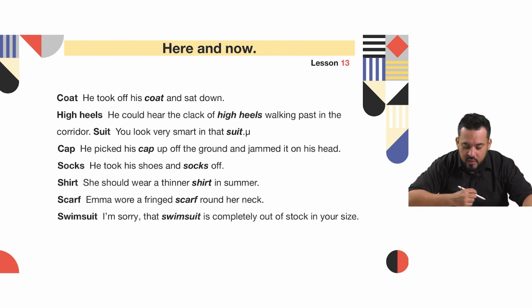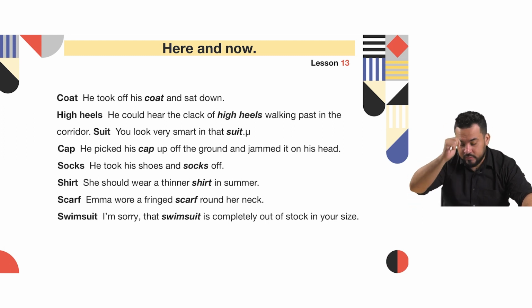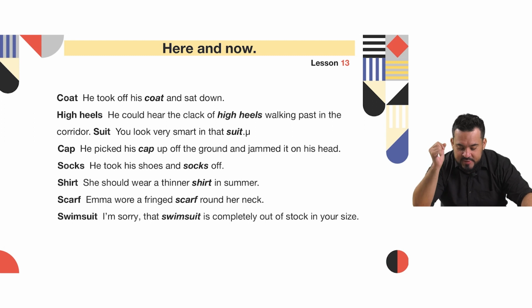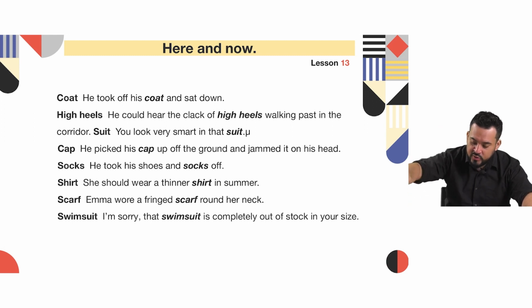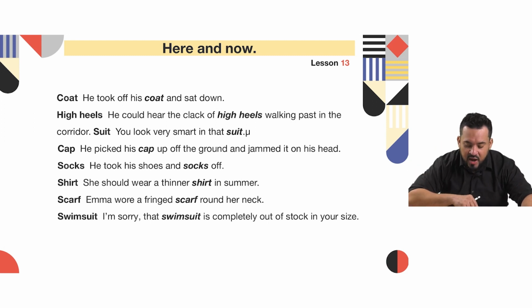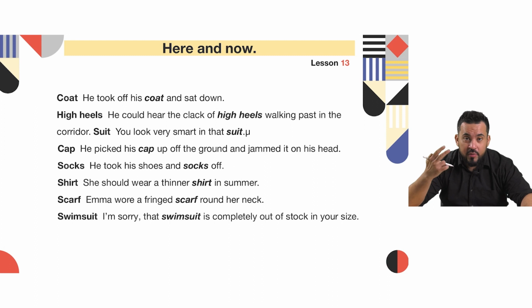High heels. He could hear the clack of high heels walking past in the corridor. Suit. You look very smart in that suit. Cap. He picked his cap up off the ground and jammed it on his head. Socks. He took his shoes and socks off. Socks also we use pair because there are two of them, a pair of socks.